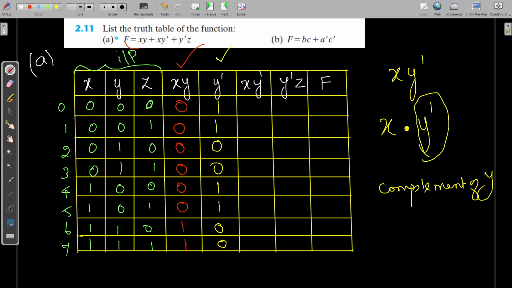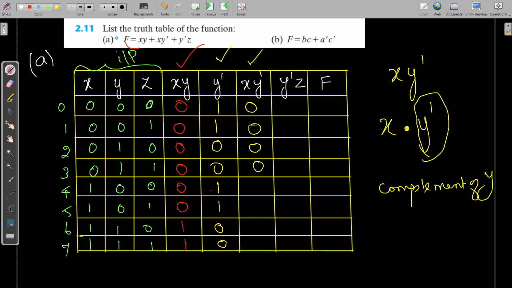Next column, this is the second term, right? So it is X dot Y'. So we have to consider this X column as well as this Y' column. These combinations must be considered for finding X dot Y'. So this is 0 and 1, it is an AND operation only, so it is 0. 0 and 0, it is 0. Here it is 0, 0, 0, 0.